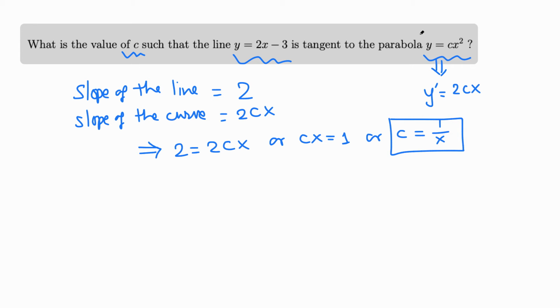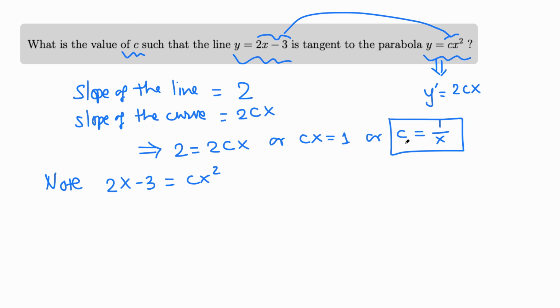Now, since this line touches the parabola, because tangent means it should touch at one point, the y coordinates should be the same, and at the same time the x coordinates should be the same. So here is y equals something, and we also have y equals something. So this 2x minus 3 should be equal to cx squared.